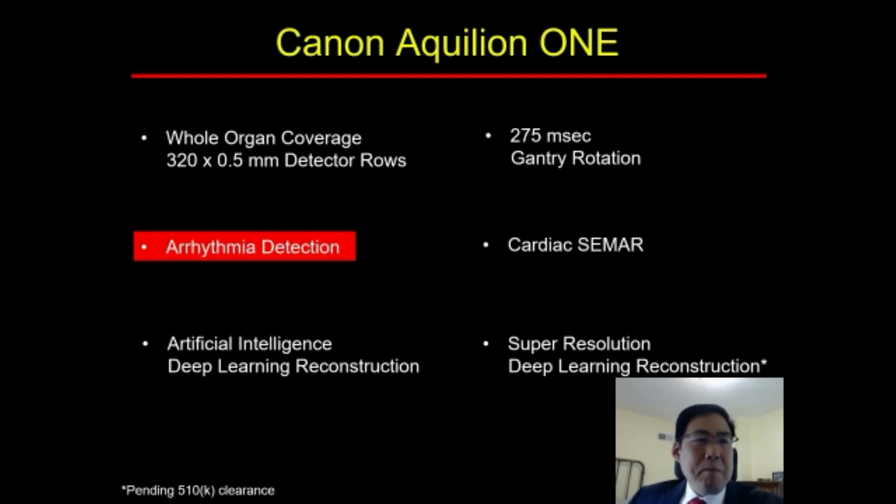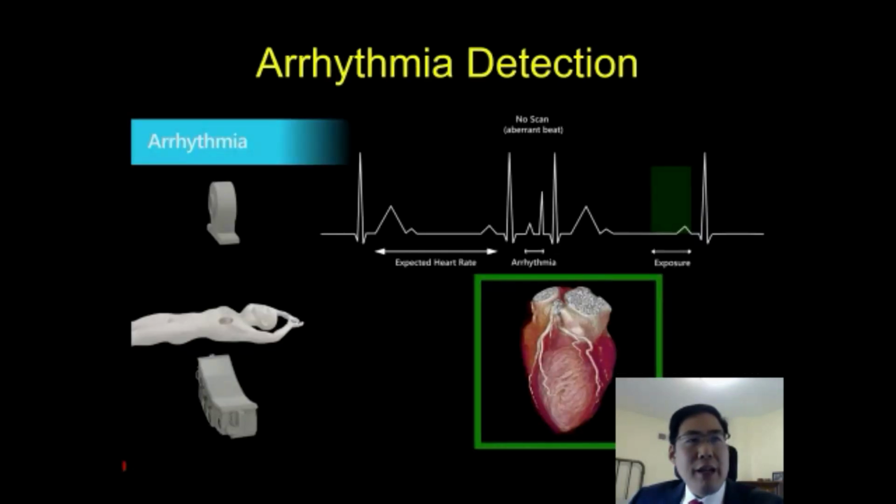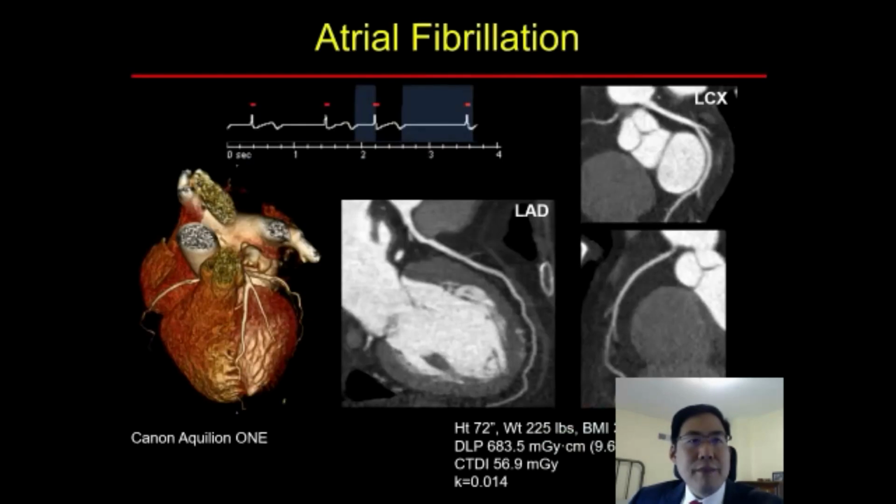Now, the Aquilion ONE also can deal with arrhythmias. Let me show you that. So the system has built-in arrhythmia detection, where if it detects a premature beat, it will hold the X-ray exposure and wait until the next beat to go ahead and expose the patient. So let me give you an example.